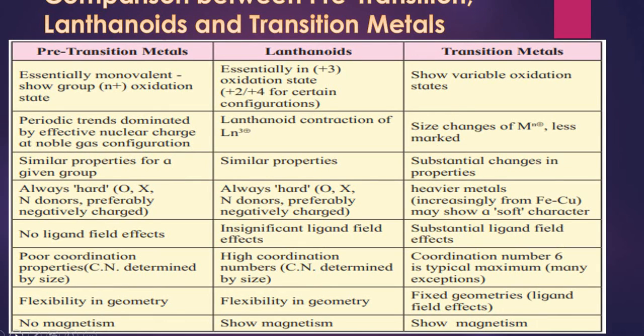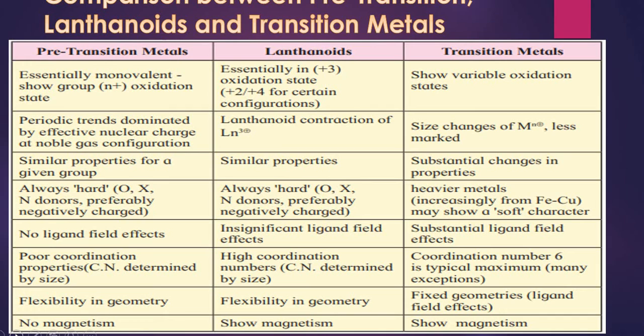Now let's talk about the difference between the pre-transition elements, lanthanoids, and transition metals. Pre-transition elements are essentially monovalent and show the n+1 oxidation state. Lanthanoids show +3, and +2, +4 in certain ions, and transition metals show variable oxidation states. In pre-transition elements, periodic trends are dominated by effective nuclear charge. Lanthanoid contraction is there in the lanthanoid series, and in transition metals the size change of the M cation is less marked.